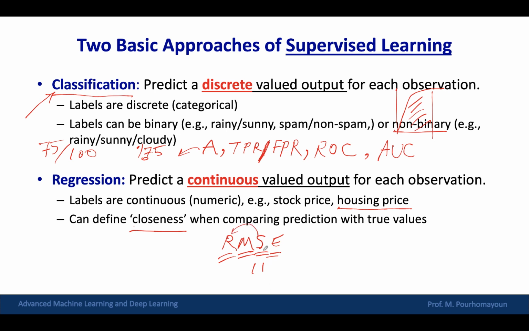Okay, so this is RMSE, or another metric, MAE, which is mean absolute error. This is the absolute value rather than a square.